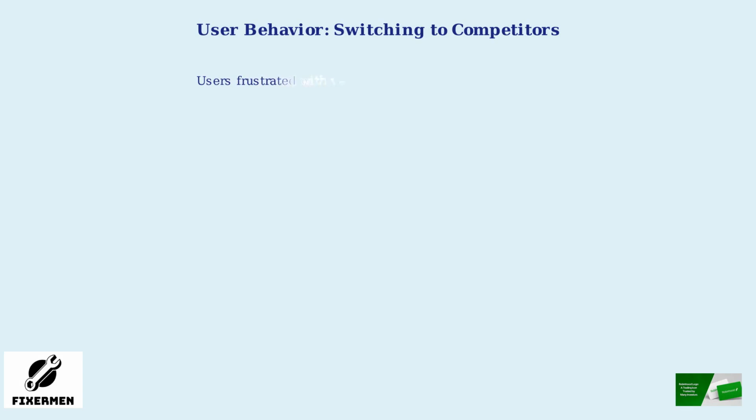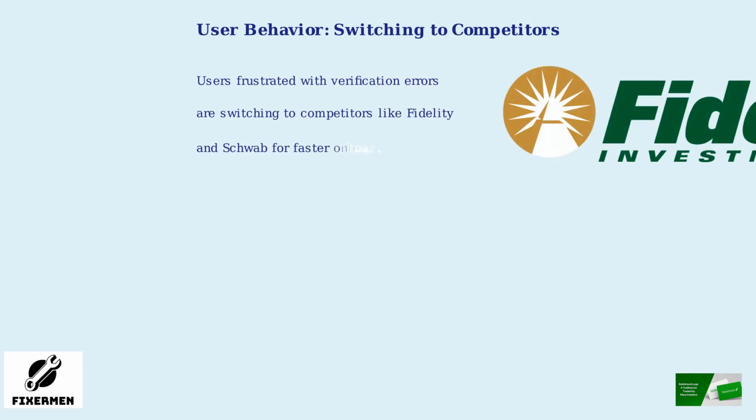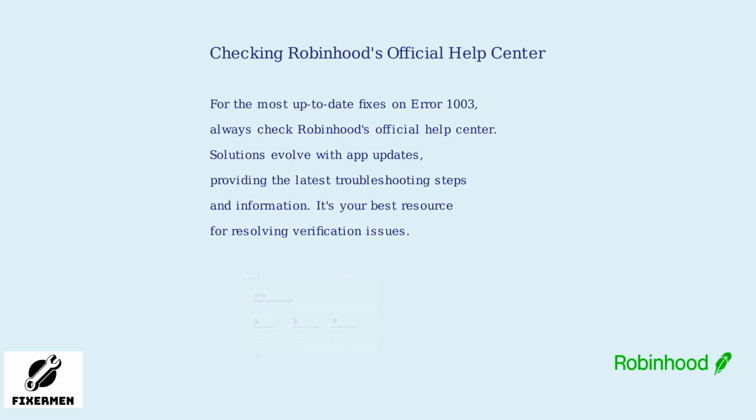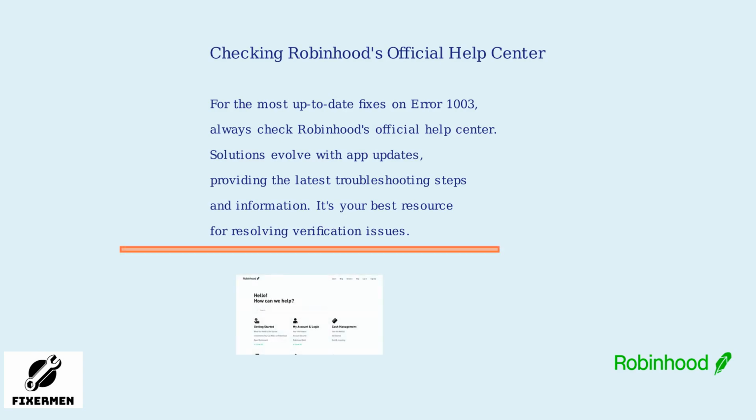Recent trends show that users experiencing repeated verification errors are increasingly switching to competitors like Fidelity and Schwab, which report significantly fewer verification issues and offer faster onboarding processes. This behavior highlights a market shift toward platforms that prioritize user experience and efficiency. For the most up-to-date fixes on Error 1003, always check Robinhood's official help center. Solutions evolve with app updates, providing the latest troubleshooting steps and information. It's your best resource for resolving verification issues.